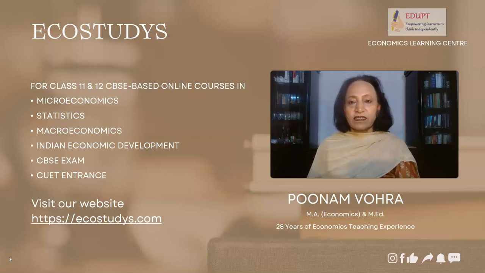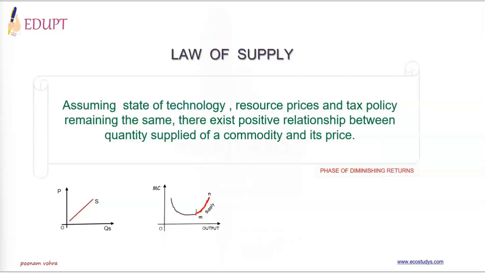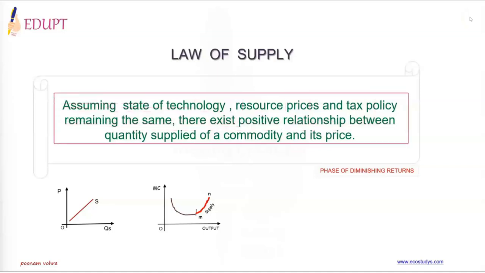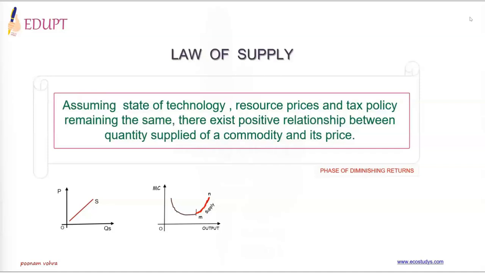Now, let's get started. Law of supply. The statement of the law is that assuming prices of other goods, state of technology, resource prices, tax policy remaining the same, there exists a positive relationship between quantity of a commodity supplied and its price. Diagrammatically, supply curve is upward sloping.